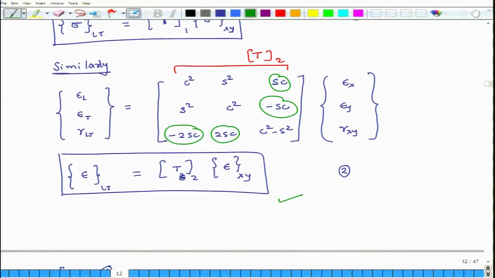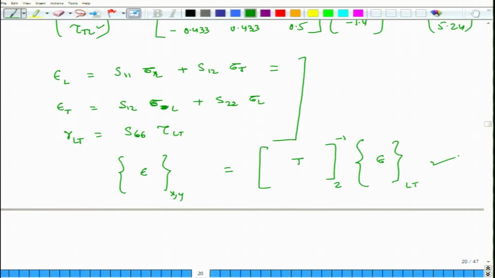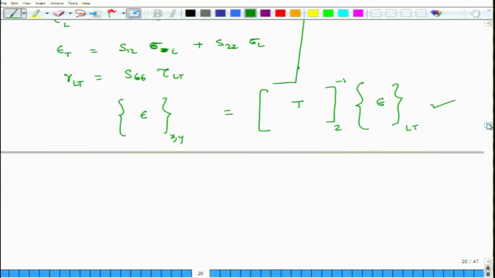So, you do those replacements, and that will give you the inverse of T2, and then you multiply that by epsilon LT, which we know how to calculate, and you get epsilon x, epsilon y and gamma xy. Epsilon x works out to be minus 481 times 10 to the power of minus 6, epsilon y is, no, it is actually plus 704 times 10 to the power of minus 6, and gamma xy is equal to minus 442 times 10 to the power of minus 6.